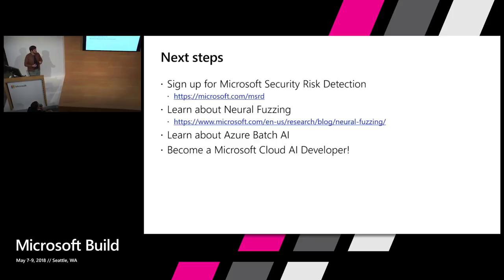But the next steps: we have a website where you can learn everything you might want to know about Microsoft Security Risk Detection, our way of bringing what we learn about artificial intelligence and security to the entire world. You can sign up today. You can learn about neural fuzzing, which builds on top of the best that Microsoft has to offer in our cloud AI platform. And you can learn here at Build. You can be the first to learn about all the fantastic possibilities that you can use to get 62x improvements of your own. And that is the whole value of becoming a Microsoft Cloud AI developer.